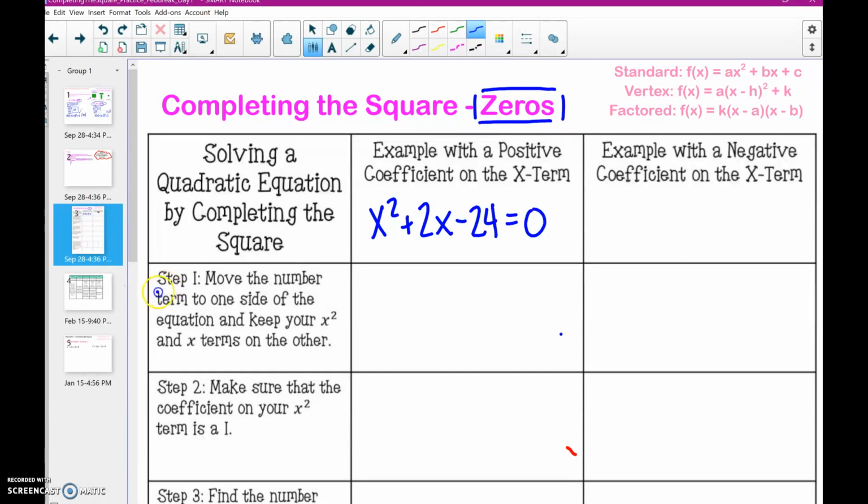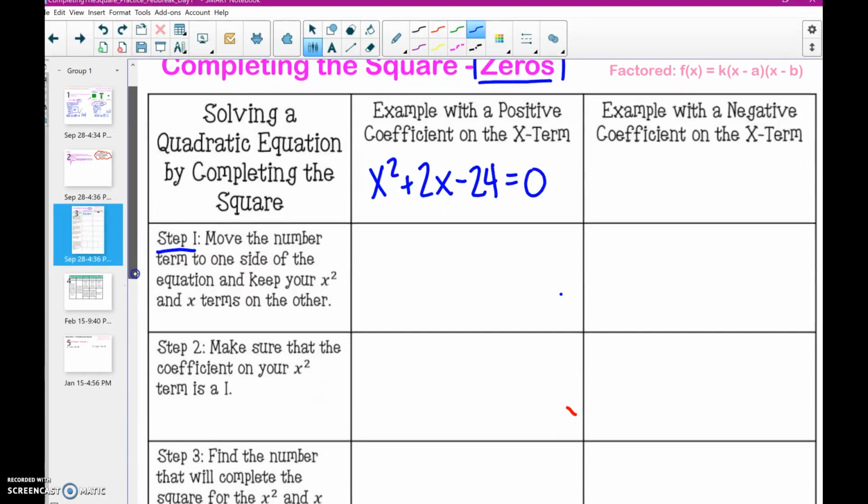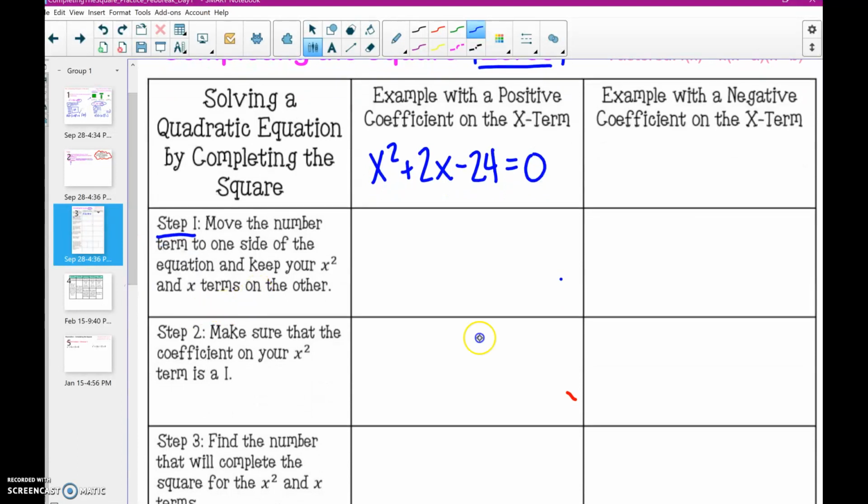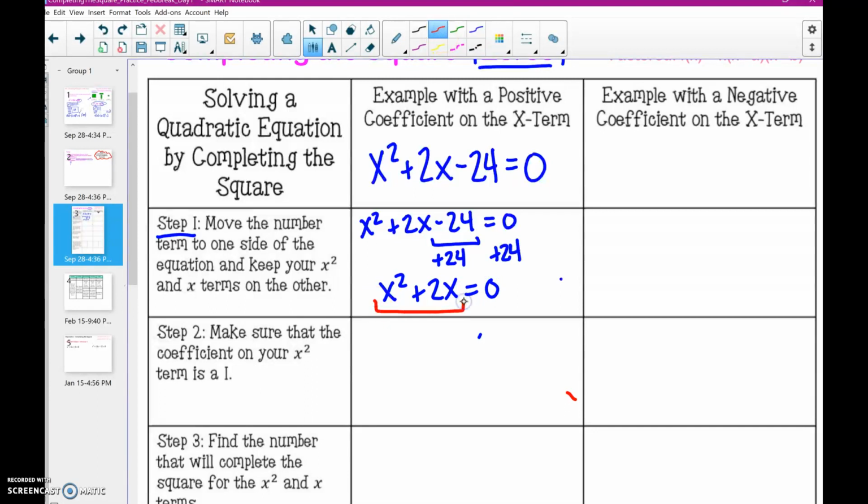So our first one, step 1, move the number term to one side of the equation and keep your x squared and x terms on the other. So if we take our original equation and move the number term to the other side, that would be the number term right there. The inverse of subtraction is addition, so we're going to add the 24s to each side. We get x squared plus 2x equals 24. And this is great because we know that this part of the equation we can complete the square on.